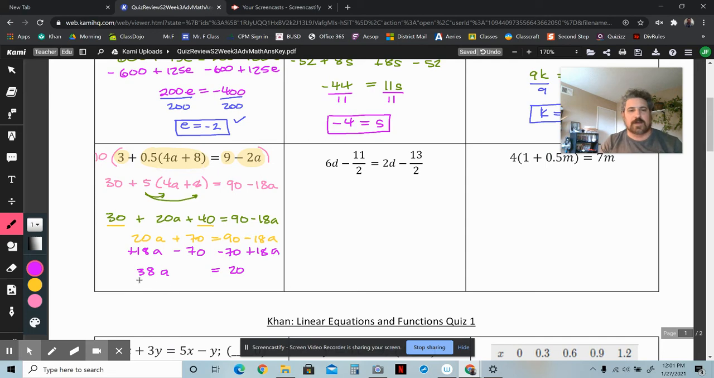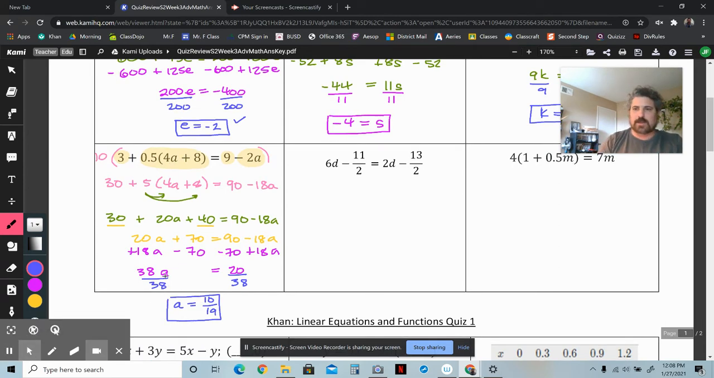And then you're going to divide both sides by 38. I'm going to do that in a different color to help you guys out. Divide both sides by 38, so you get the value of 1a. And so 1a is equal to 20 38ths, which is the same as 10 19ths. And that would be your answer. That's a little harder to plug in and check, so I'm not going to do that at the moment.